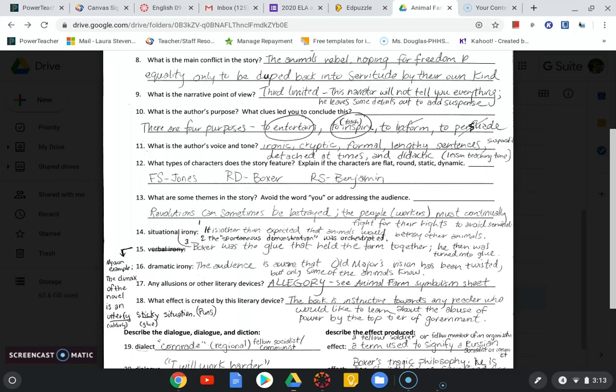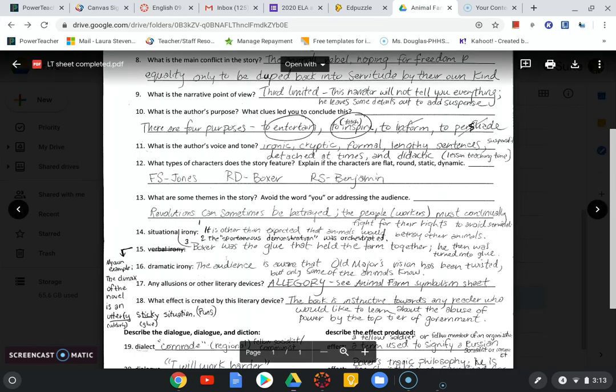Going back to situational irony, since we were talking about Boxer, he was literally the glue that held the farm together, and the pigs turned him into glue. Oh my gosh. Once I found out what Jell-O was made of, kids, I could not eat it anymore. Okay, going on. Dramatic irony. Boxer being turned into glue, by the way, is situational irony. I don't know if I pointed that out, as that was other than expected. It was definitely a reversal.